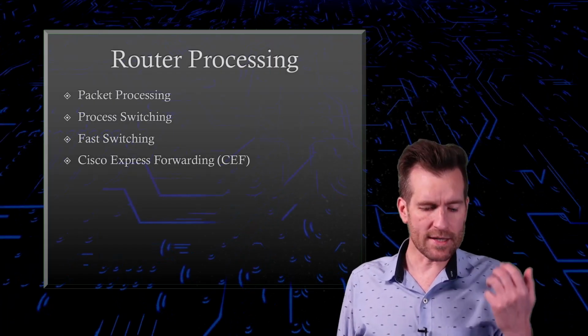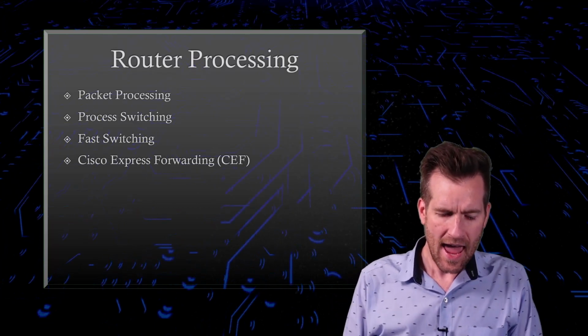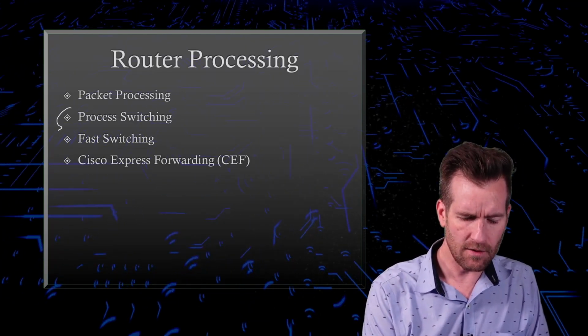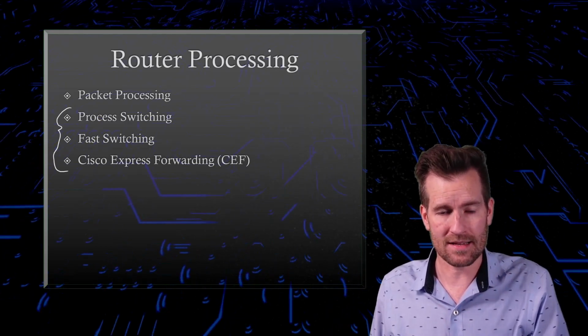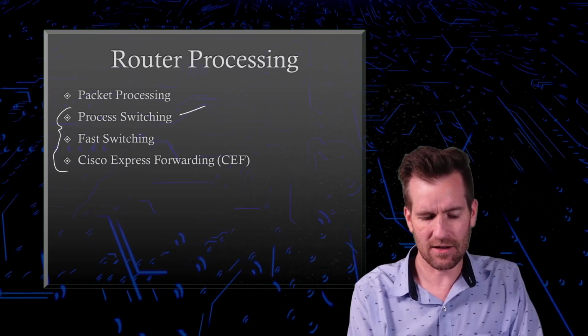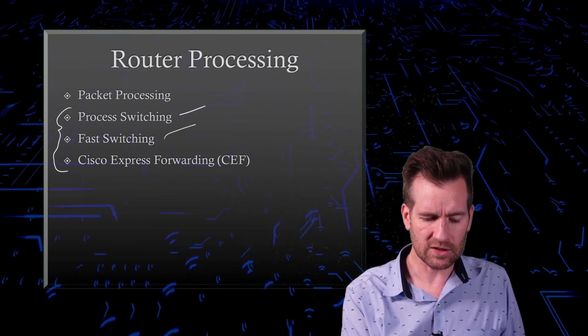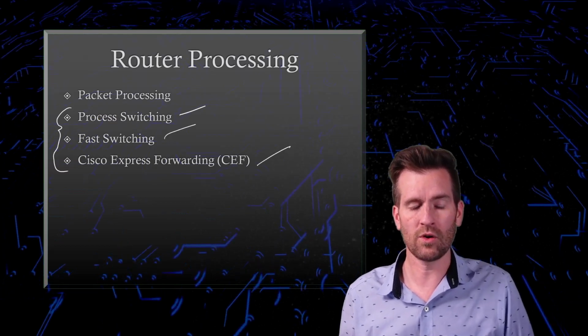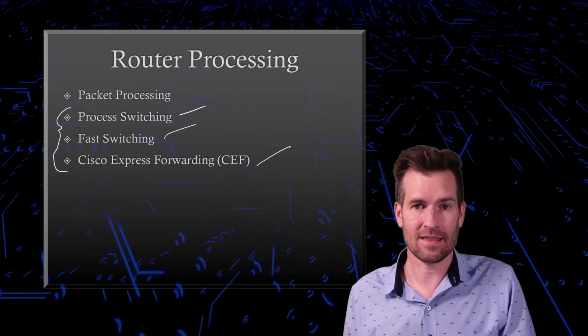So there you have it. We talked about how routers will process these packets, and we talked about 3 different methods that it can use to speed up the processing. Well, the standard actually is just the process switching, but you can use fast switching or Cisco Express Forwarding to be able to accelerate how fast it processes these packets.